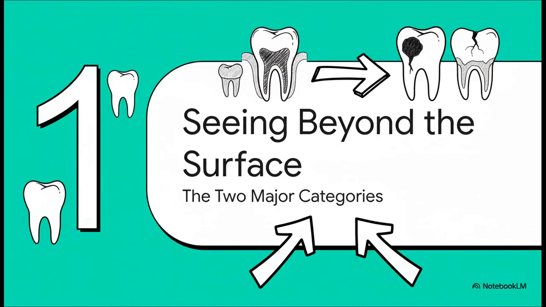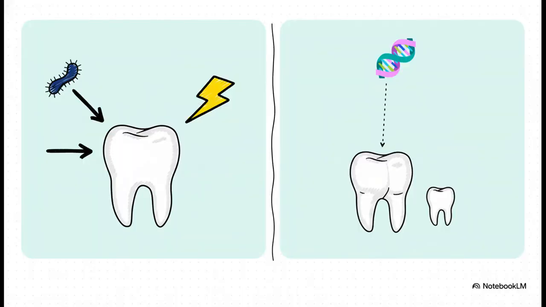Okay, first things first. Pretty much every single dental abnormality you're ever going to find is going to fall into one of two major buckets. And getting this distinction down is, well, it's the very first step in figuring out what you're looking at. And here they are, acquired and congenital. It's pretty simple when you break it down.